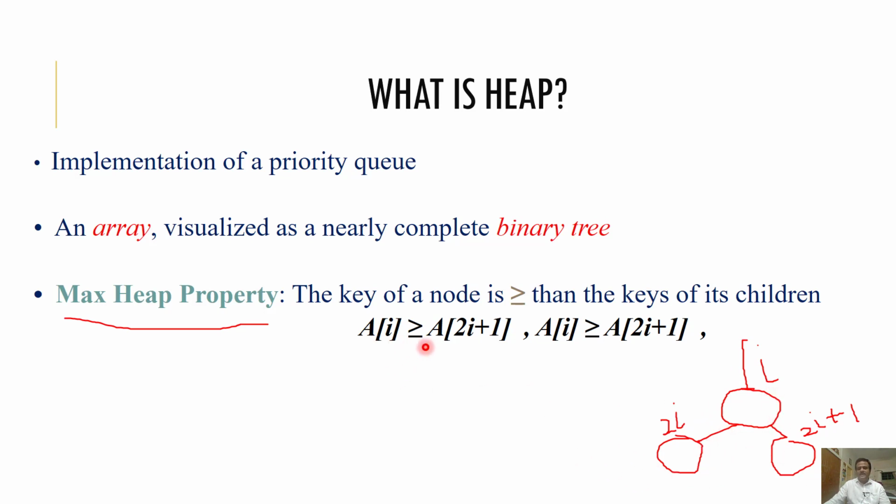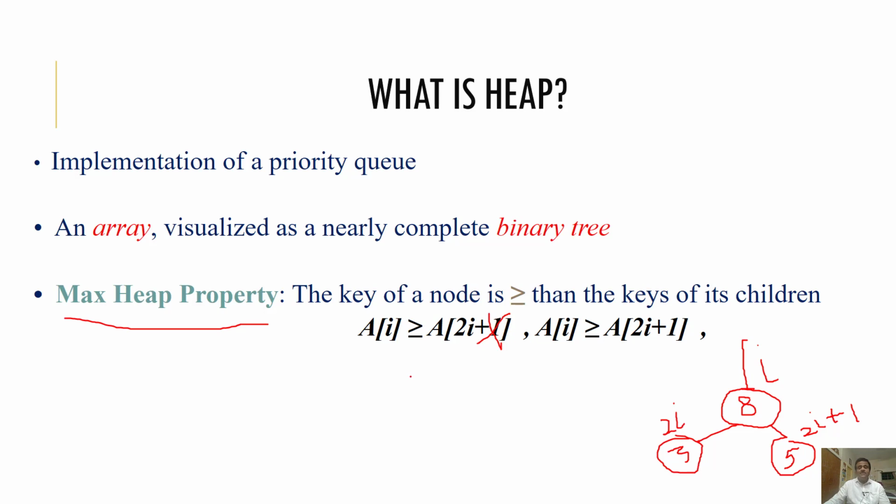So, ai should be greater than a2i, and sorry, also a2i plus 1. So, ai must be greater than both children. If this value is, say, 8, then it should be greater than the maximum of these two. This could be 3, this could be 5. What is the maximum? Maximum is 5. So, 8 is greater than 5, and this is true at this level.